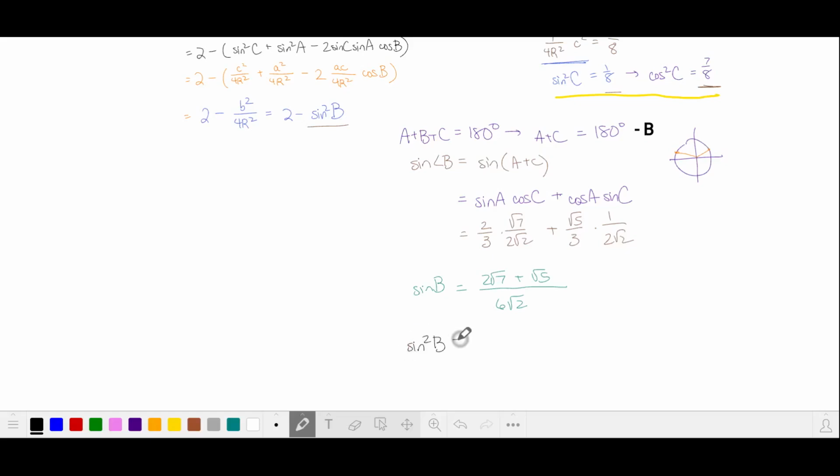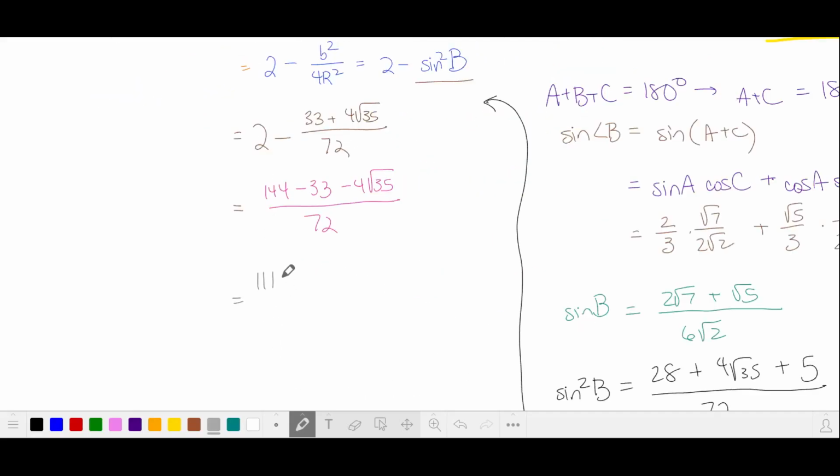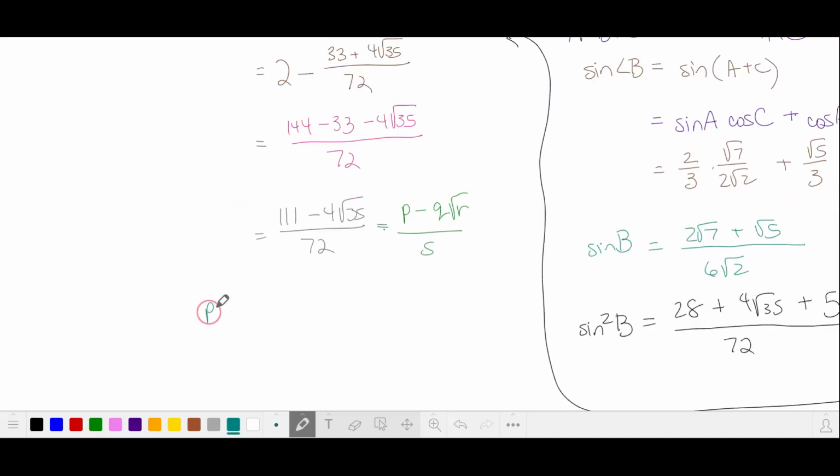Now we'll square it by foiling out the numerator. We have a 28, 4 root 35, and 5. And in the denominator, this is 72. Now we'll substitute back up here. And so we're left with 111 minus 4 root 35 over 72. When written in this format, the problem asks for the sum of all these terms, which is 222.